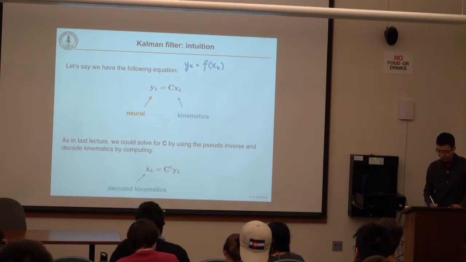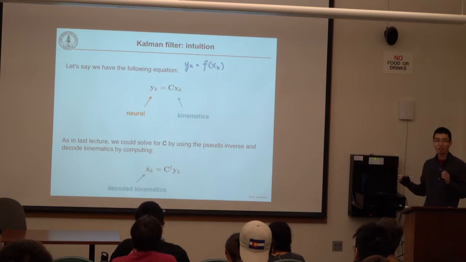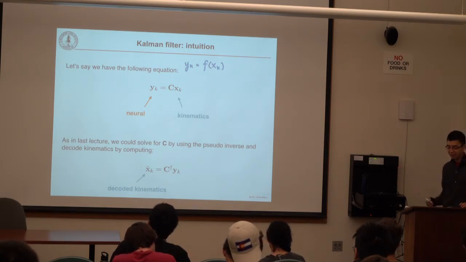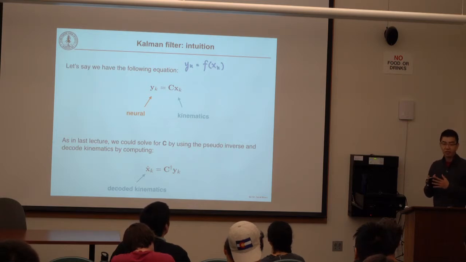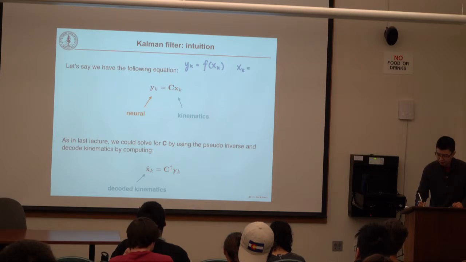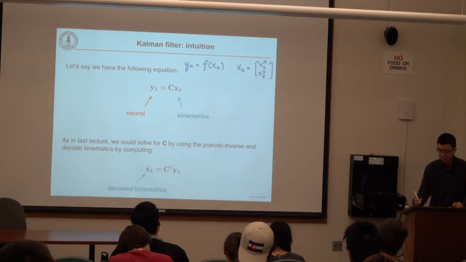So let's just say that we had a linear equation because linear things are always very simple to work with. Linear approximations, of course, are approximations. The neural data in the brain is not a linear combination of the kinematics. It's very nonlinear, in fact. But using linear systems will allow us to actually solve for these systems exactly. And so we're going to write that the neural data, the y_k, is equal to C times x_k. In the previous lecture, we said that x_k was just the velocities, vx_k and vy_k, so the x and y velocity at time k.